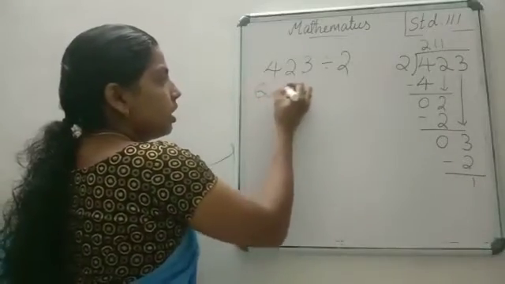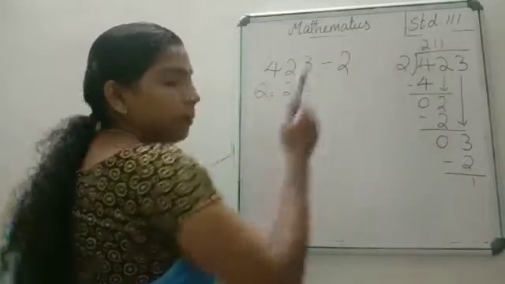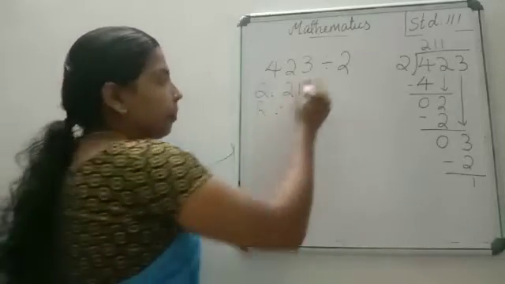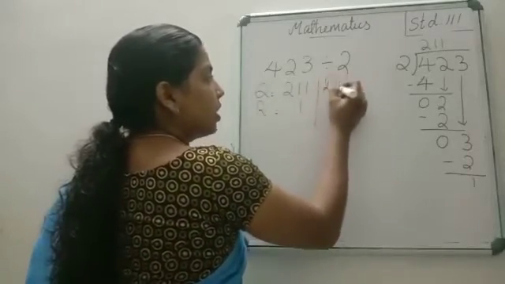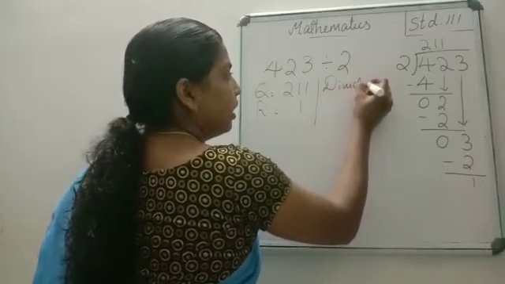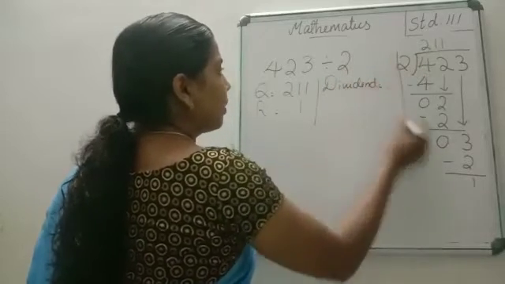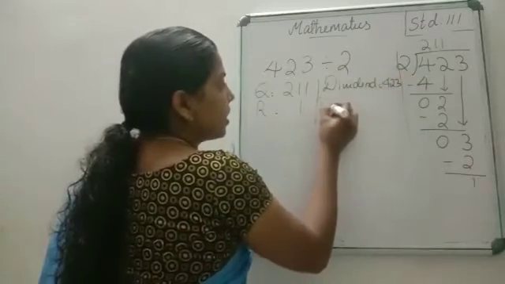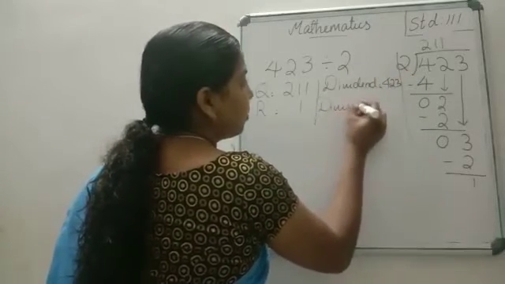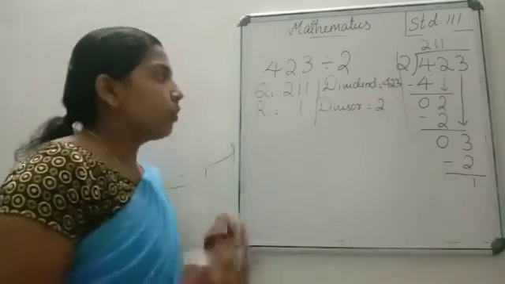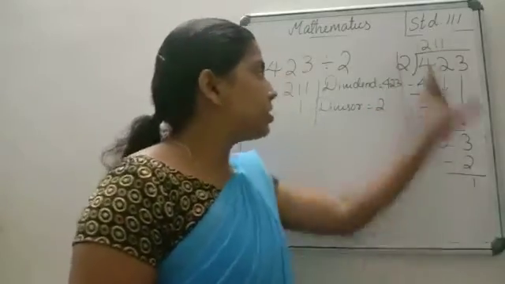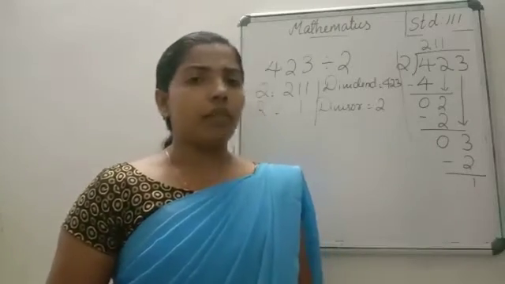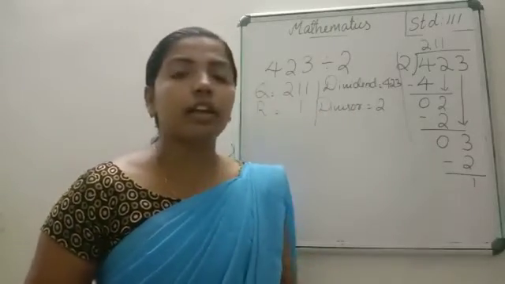Quotient is 211. Remainder is 1. Write the dividend and divisor also. Dividend is 423. Divisor is 2. So we got quotient, remainder, everything, and we studied how to divide. So how can we check whether our answer is correct or wrong?